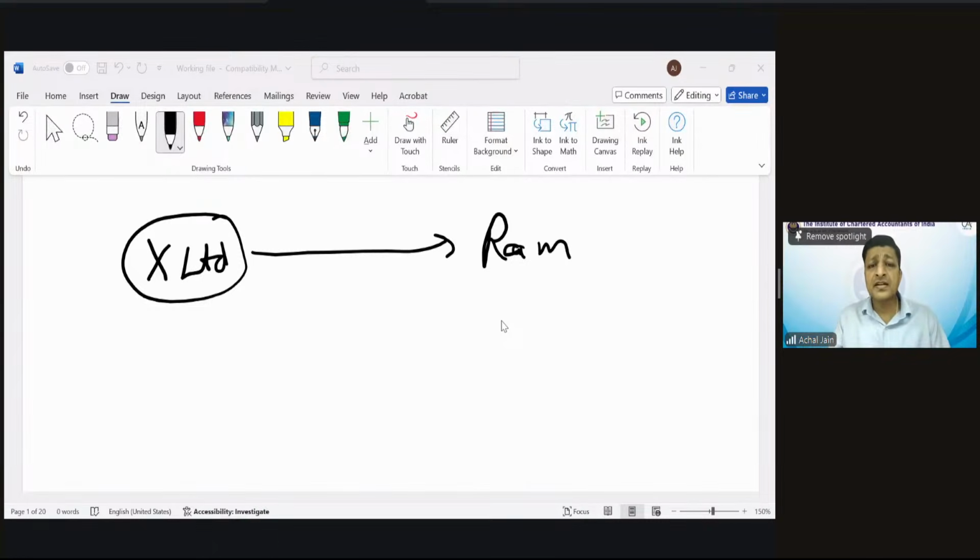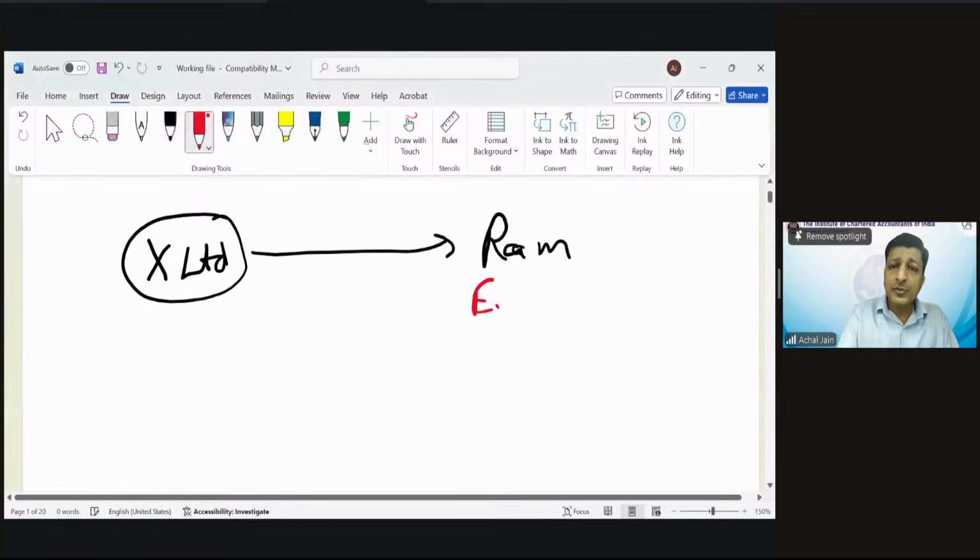Great. Navneet says Ram appears to be an employee. Linga says Ram appears to be an employee. Then I think Neeraj is also saying Ram appears to be an employee of the company. All right, I can see a similar response from everyone. Ashlesha has the same response. There are so many responses, right? So in this case, Ram appears to be an employee.